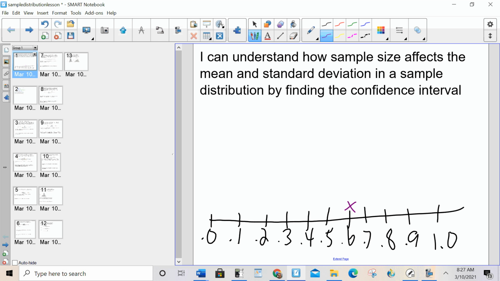It's again 0.6. So I started off way out here at 1.0 after 5 flips. After 10 flips, I was at 0.8. But because the sample size increased, because I flipped the coin so many more times, it ended up back closer to the middle. Let's do one more.